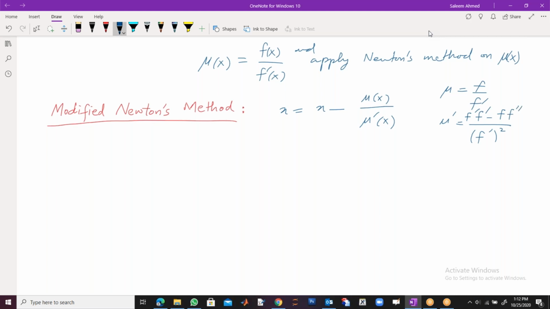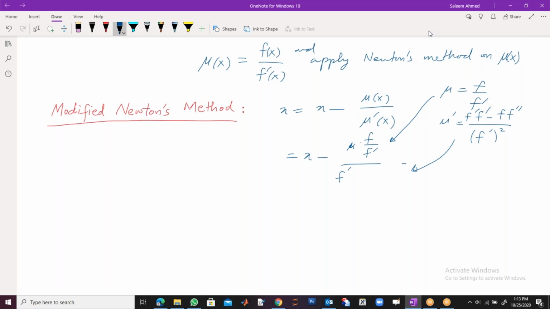Right? This is the quotient rule. So if I replace that, I will get x minus mu(x). mu(x) is f over f prime. This is mu(x) divided by mu prime, which comes from here. Okay, I replace this mu here, and I will replace this here in the denominator.